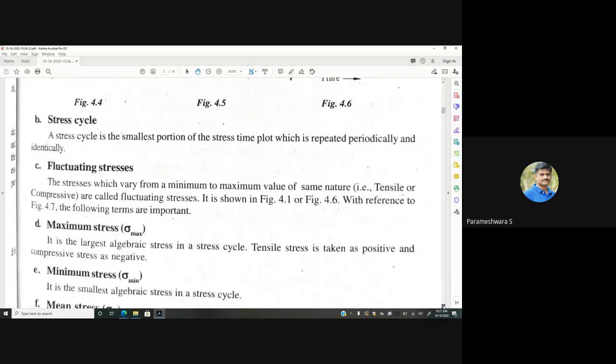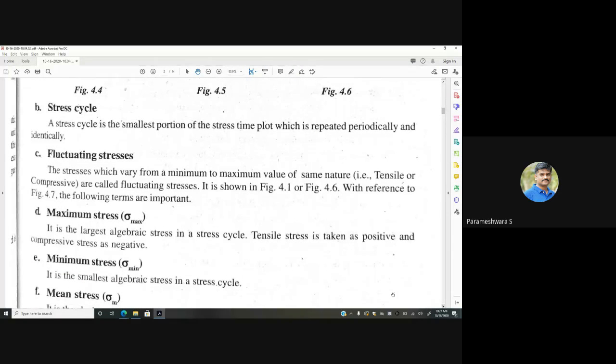Then coming to the definitions of the terminologies, a stress cycle. When I say stress cycle, you should understand that a stress cycle is the smallest portion of the stress-time plot, which is repeated periodically and identically.